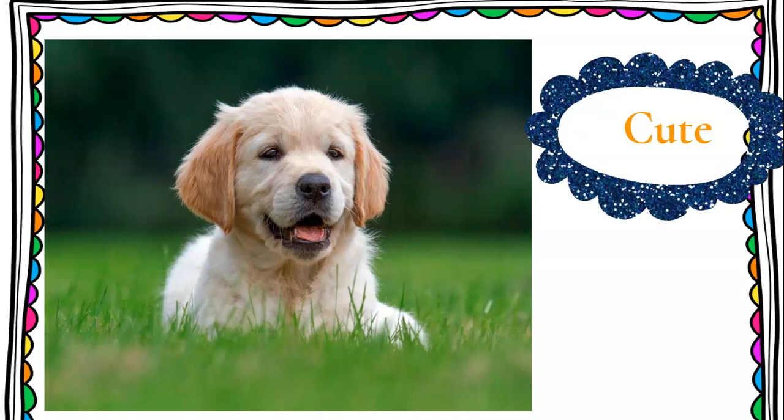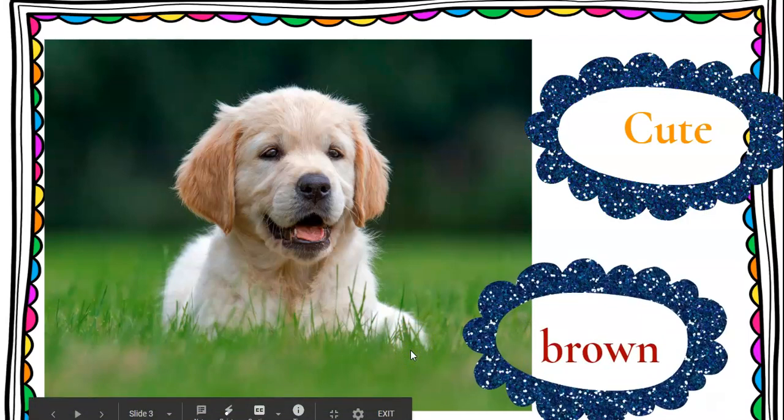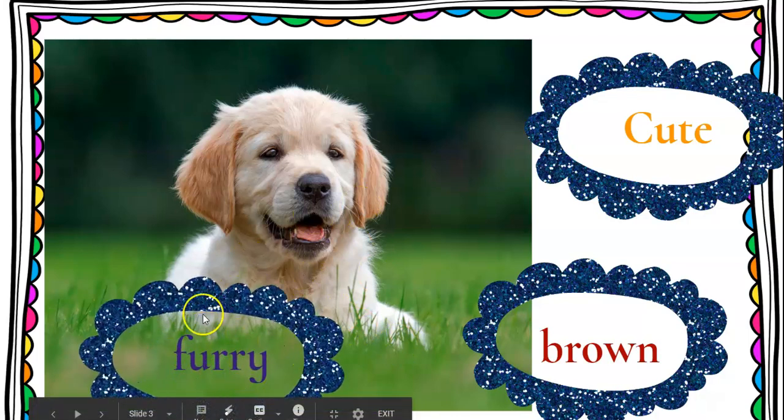Now, what other words can you use to describe this puppy? Yes? Your turn. That's right. He's also brown. And look at his fur. He is furry. He's brown and he's furry.